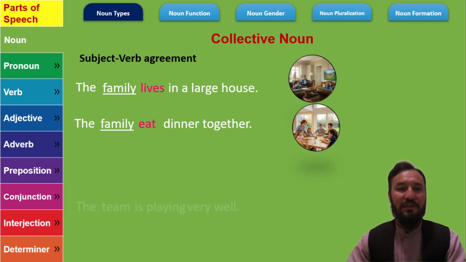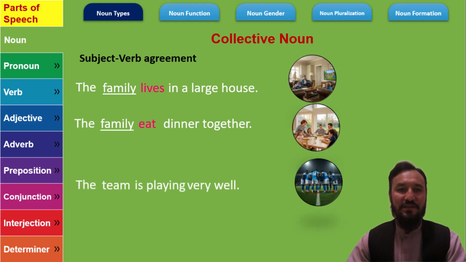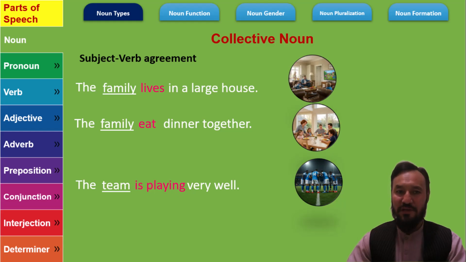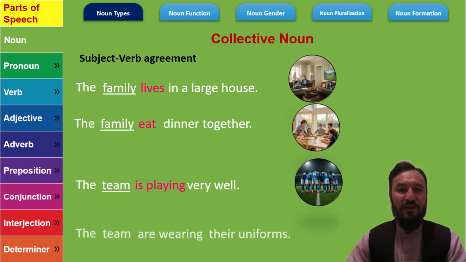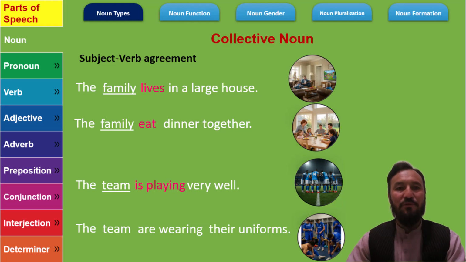Next example, the team is playing very well. As you see in this example, the singular verb is playing is used because we are not focusing on what each individual player is doing. Instead, we are looking at the team as a single unit that is performing well on the field. They are functioning together, moving together, and achieving a result as one. Next example. The team are wearing their uniforms. In this example, the plural verb are wearing is used because the focus is on the individual members of the team. The action of wearing uniforms is something each individual member of the team does separately.